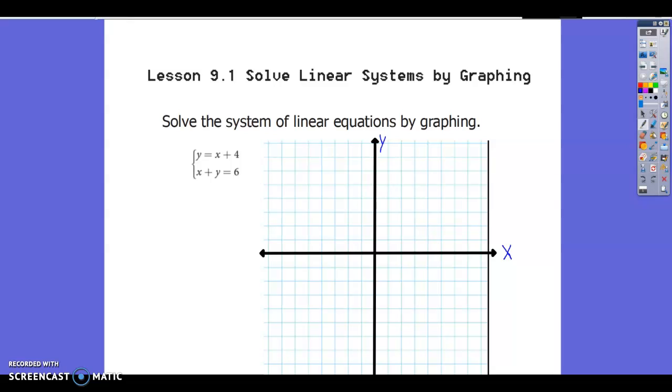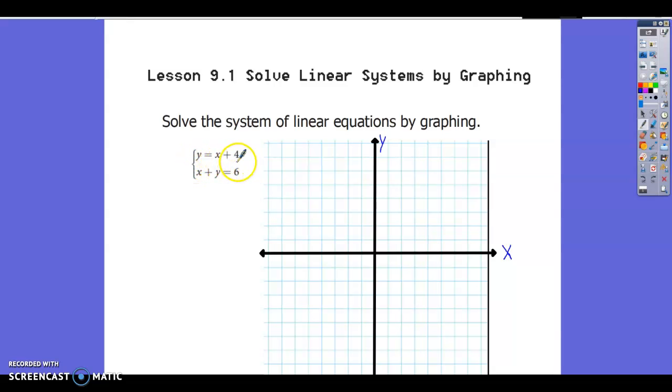Hey guys, so we've been looking at lesson 9.1, solving linear systems by graphing. A few sections ago, we did learn how to graph linear equations. Remember, a linear equation is an equation of a line, and system just means two or more. So I just want to review how to graph these in case you have forgotten or maybe you struggled with it the first go around.